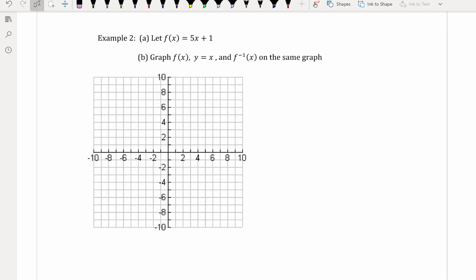Now let's think about the graph, okay? So we have our function f of x, which is 5x plus 1. So I'm going to graph that. So hopefully you remember that y is equal to 5x plus 1. And we can graph some of these points. We know that our y-intercept is going to be 0, 1.